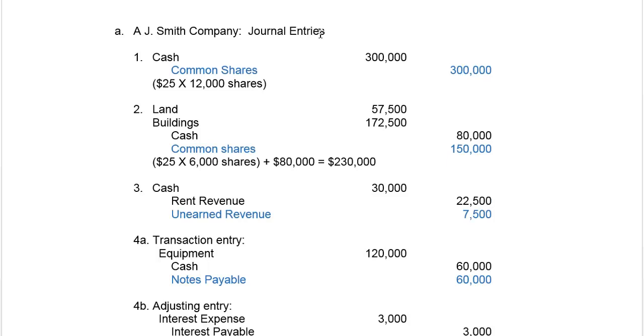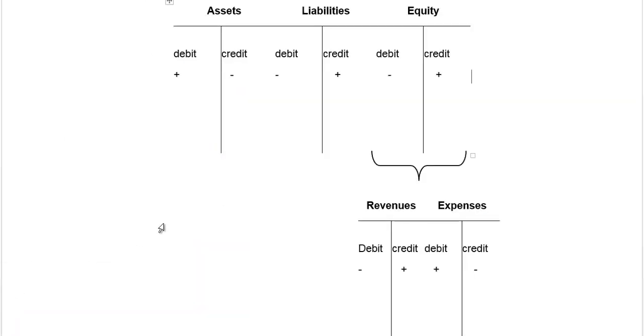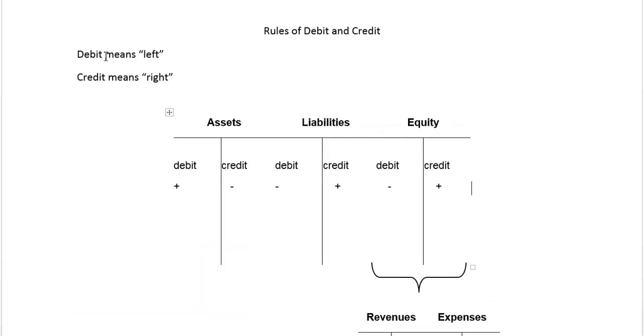So you remember the format of a journal entry is the debit credit format. I just wanted to put up here some of the rules behind debit and credit. First of all, we know debit means left and credit means right. Debit does not mean up and credit mean down, or vice versa. It's got nothing to do with up or down, it's got to do with left or right.